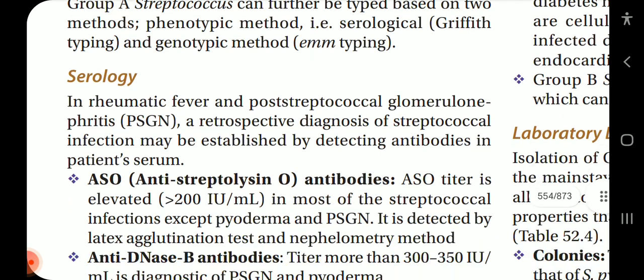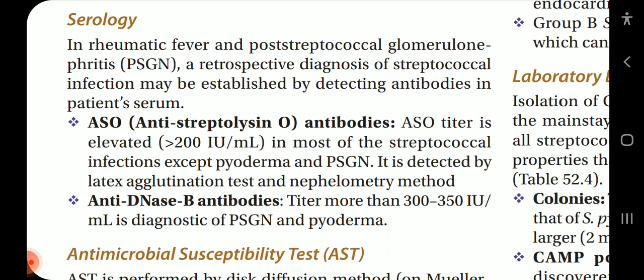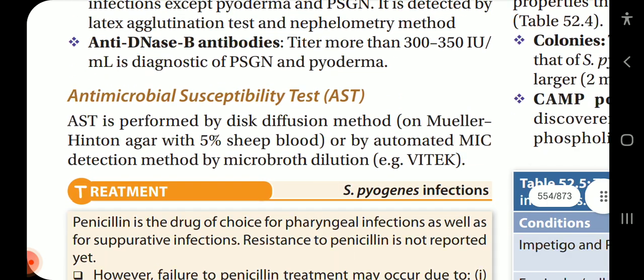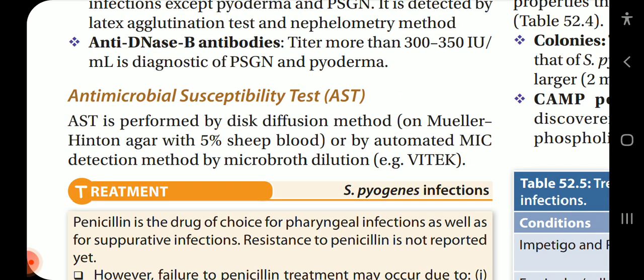Serology. In rheumatic fever and post-streptococcal glomerulonephritis (PSGN), a retrospective diagnosis of streptococcal infection may be established by detecting antibodies in the patient's serum, anti-streptolysin O antibodies (ASO). ASO titer is elevated more than 200 international units per ml in most of the streptococcal infections except pyoderma and PSGN. It is detected by latex agglutination test and nephelometry method. Anti-DNase B antibody titer of more than 300 to 350 international units per ml is diagnostic of PSGN and pyoderma.